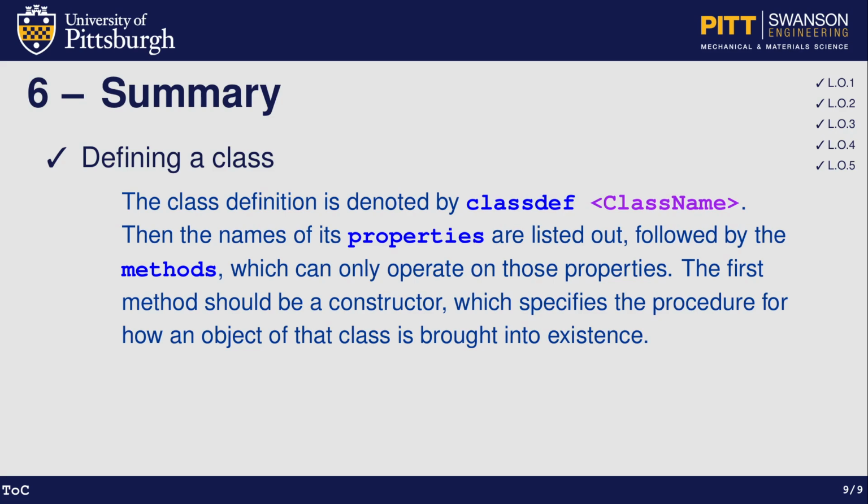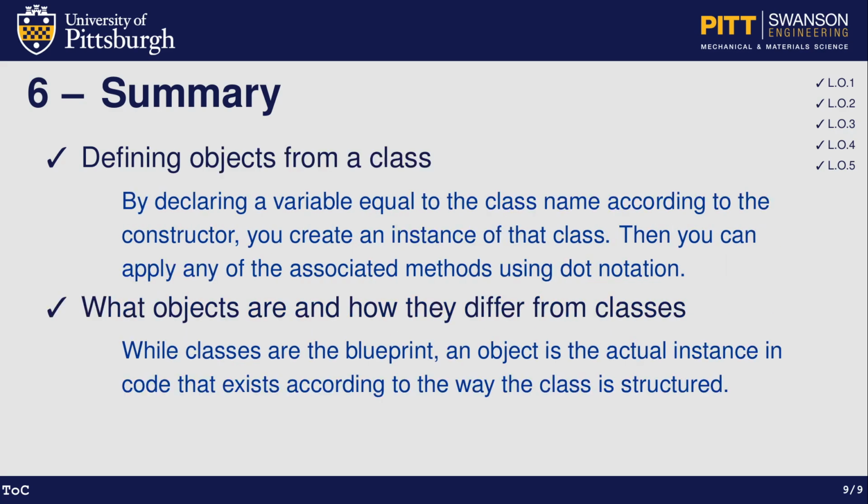The first method should always be a constructor, which specifies the procedure for how an object of that class is actually brought into existence. And then defining objects from that class is as easy as declaring a variable equal to the class name according to the constructor. That creates an instance of that class, or an object. Then you can apply any of the associated methods using dot notation as we showed before. And the difference between the two, objects and classes, is that classes are the blueprint, while an object is the actual instance in code that exists according to the way that the class is structured.